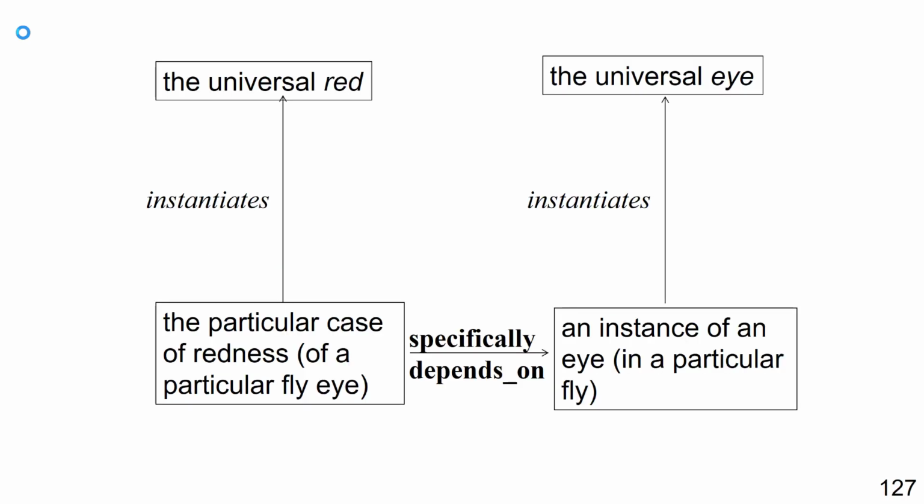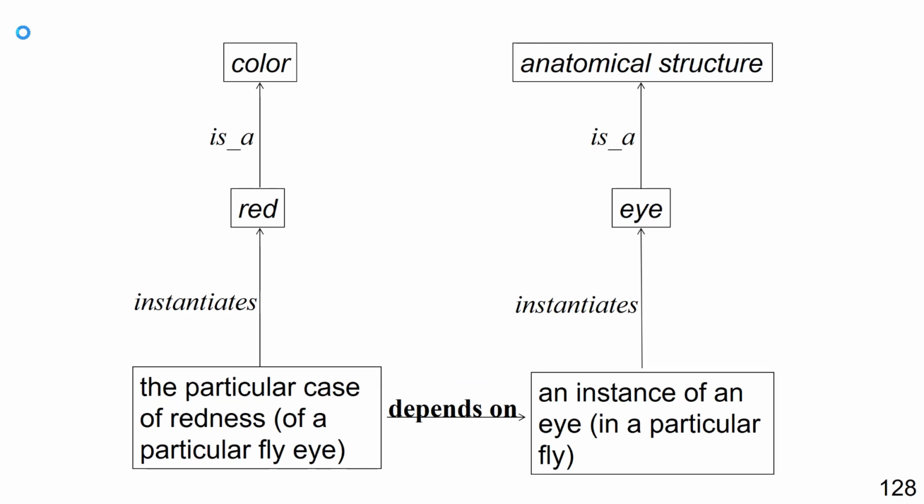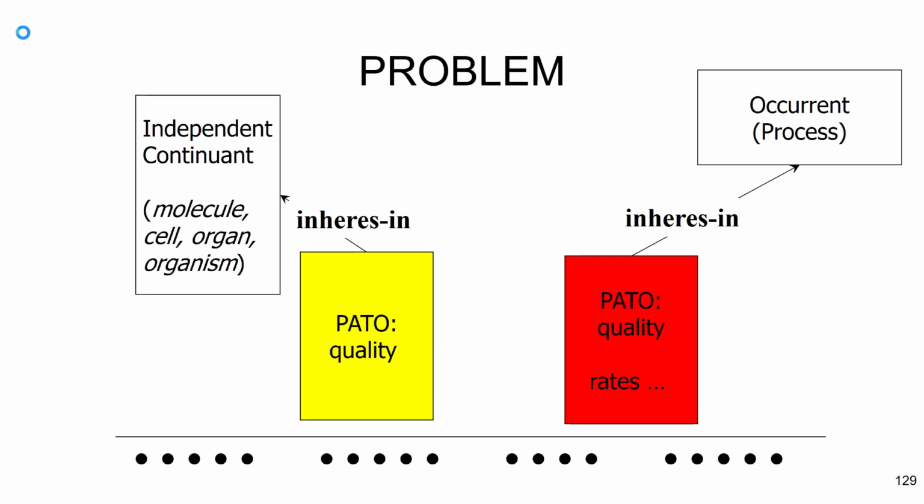So when we're dealing with qualities in the OBO Foundry, we turn to PATO. PATO has a huge vocabulary of different kinds of qualities, such as red, green, brown, and so forth. So we have an entity, which is the particular case of redness of this particular fly eye, which instantiates the universal red. And then we have the eye, which instantiates the universal eye. And then red is a color. And so the redness of the eye is also the color of the eye. And eye is an anatomical structure. And so the eye being in a particular fly is also a case of an anatomical structure being in a particular fly.